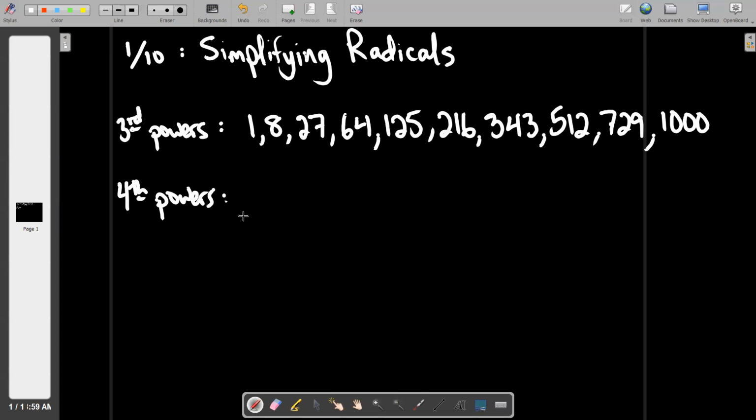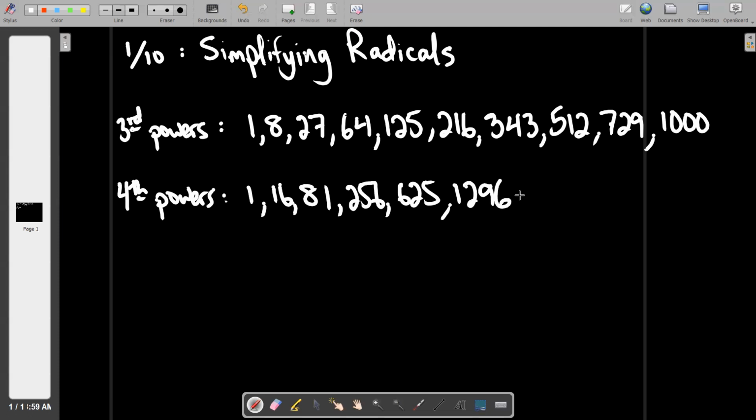So fourth powers, where do they always start at 1. What's 2 to the fourth? 3 to the fourth? 4 to the fourth? 5 to the fourth? 6 to the fourth? 1,296. And do we have any more than that?